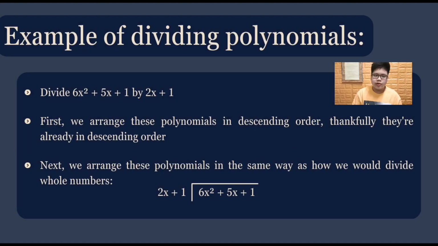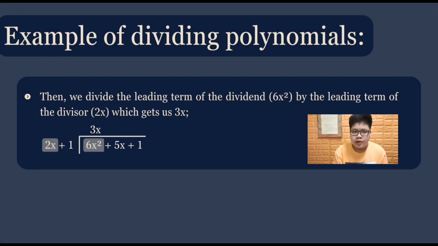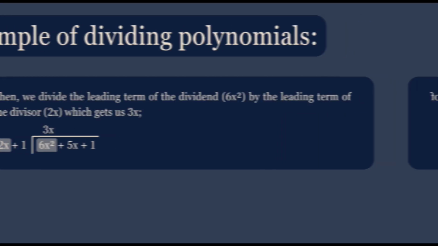Divide 6x squared plus 5x plus 1 by 2x plus 1. First, we have to arrange these in descending order, which they are already in. Next, we have to write them how we would in dividing whole numbers. Then, we have to divide the leading term of the dividend, which is 6x squared, by the leading term of the divisor, which is 2x. After dividing, we get 3x.